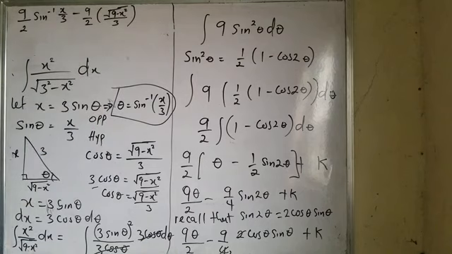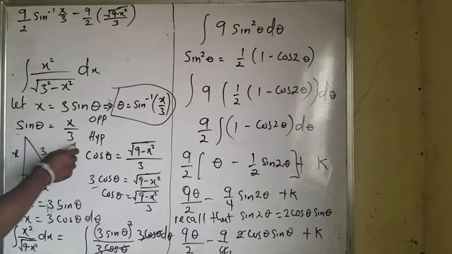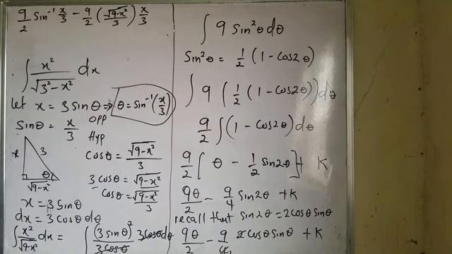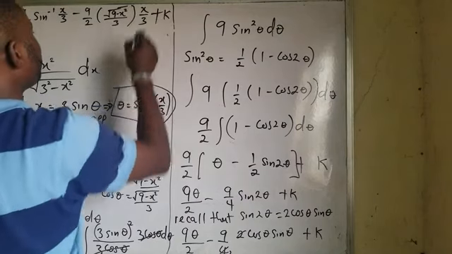What is my sine? My sine theta equals x all over 3. It means I'll be having x all over 3. And what do I need to do? Is that all? That is all. Plus k. That is my final answer.